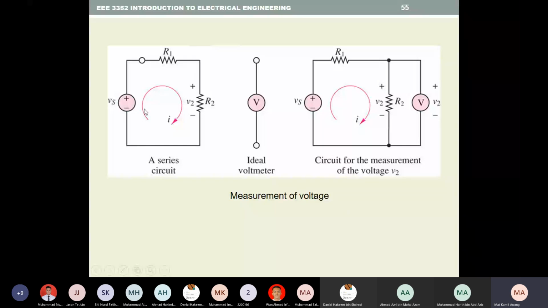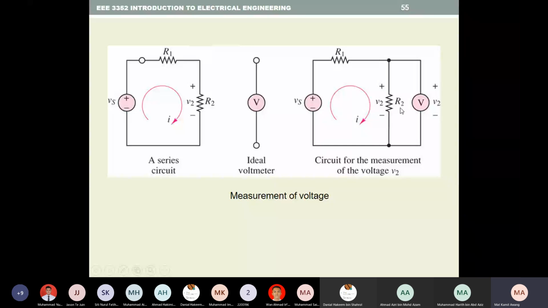Same circuit as just now. You have Vs, R1, and R2, and you want to measure the voltage across R2. So what you do is you take the voltmeter and connect it in parallel with R2. Since the ideal voltmeter's resistance is very large, there is no current flowing here, only the current flowing in R2. So the voltage is basically the current times R2.